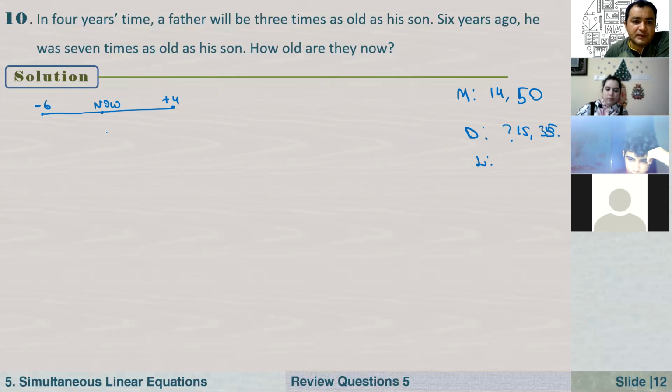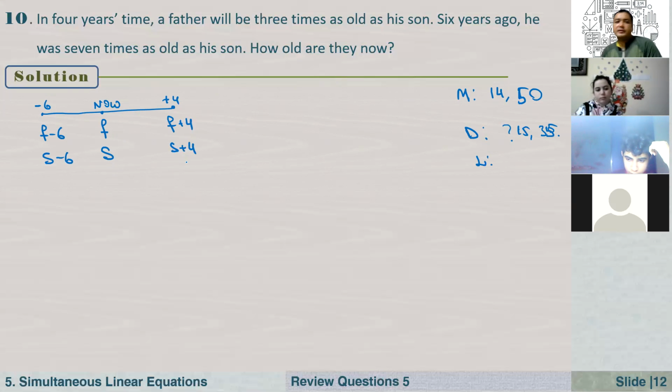We don't know, right? So let's say father is F years old, son is S years old. Six years ago, father was F -6, son was S -6. Four years later, it is F +4, S +4. Now it says that in 4 years' time, a father will be 3 times as old as his son. So F +4 is equal to 3 times S +4, right?